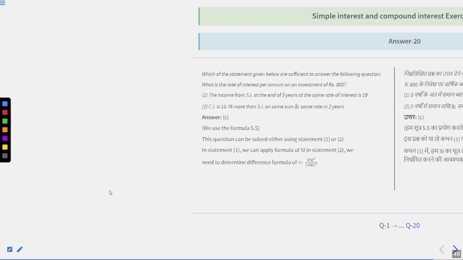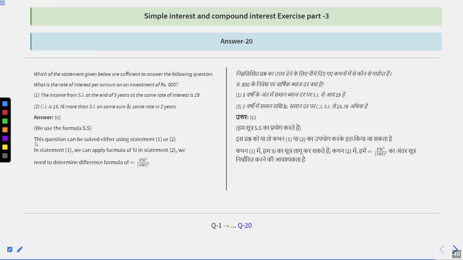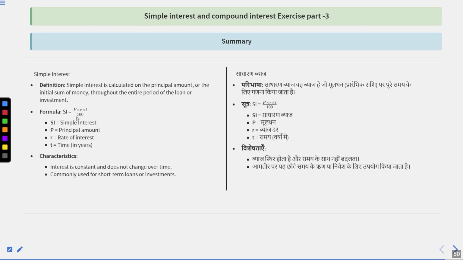Now time's up. Let's see the solution. This question can be solved using either statement 1 or 2. In statement 1, we can apply the formula of simple interest. In statement 2, we need to use the difference formula, which is PR square upon 100 square. So C is the correct answer. Now summarizing today's lecture.